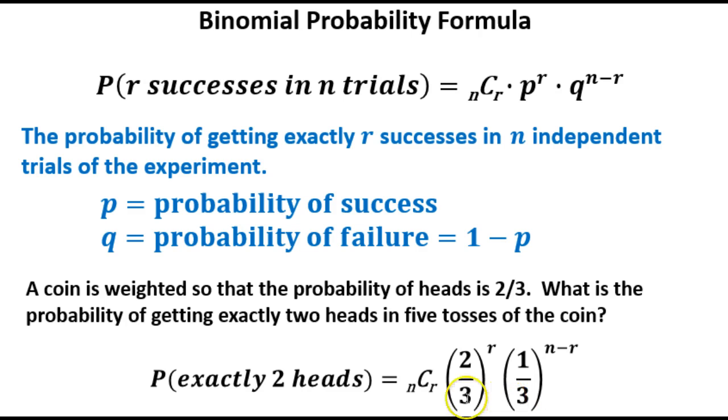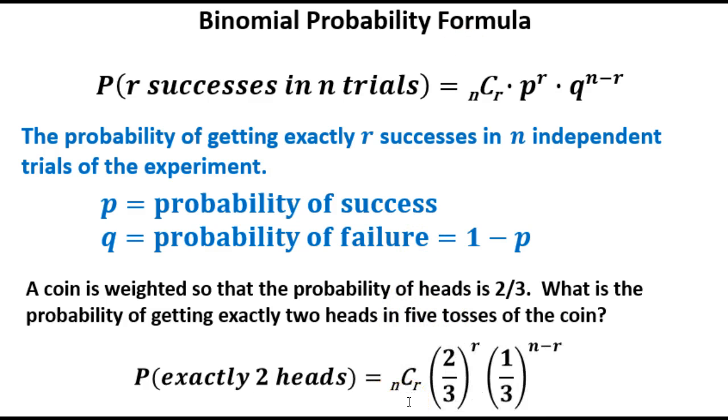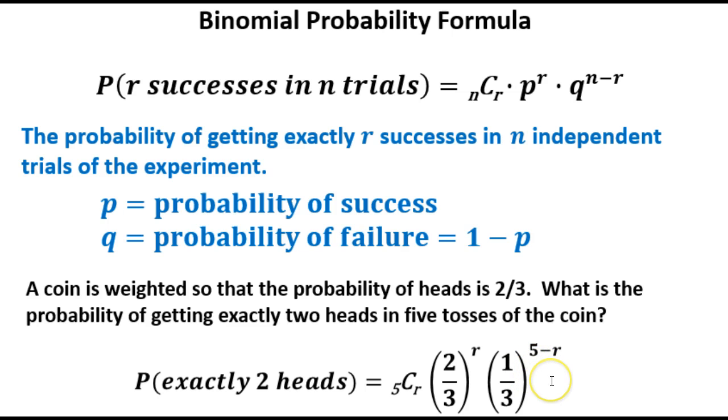Now we need to determine what our N and R values are. N is the number of independent trials, the number of times we're doing this. In this case we're flipping the coin 5 different times, so the N value is 5. There's our N of 5. We also have an N up here that we'll need to change to 5. Now our R value is the number of times we're going to have success. For the probability of getting 2 heads, the number of successes we're looking for is 2. So we change our R value to 2, and if we change it here, we have to change it here and here as well.